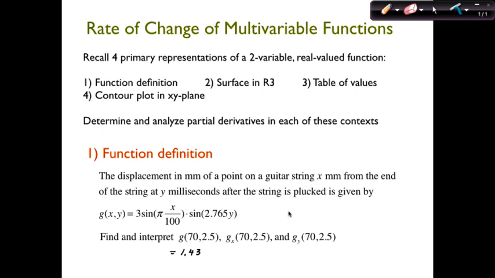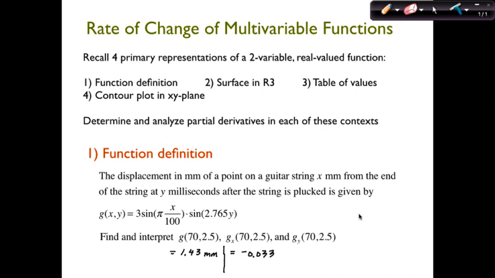Millimeters. Okay, in the middle, the partial with respect to x at 70 and 2.5. Anyone got that number? In the middle. Yeah, tell me. Negative 0.033. Someone else? Andrew got that? Thumbs up. Ryan? All right, negative 0.033. What are the units on that?